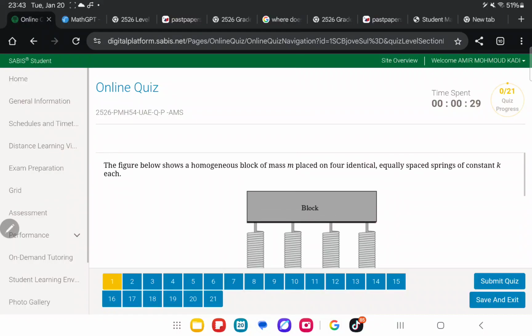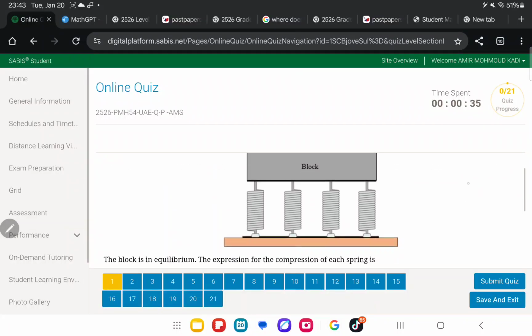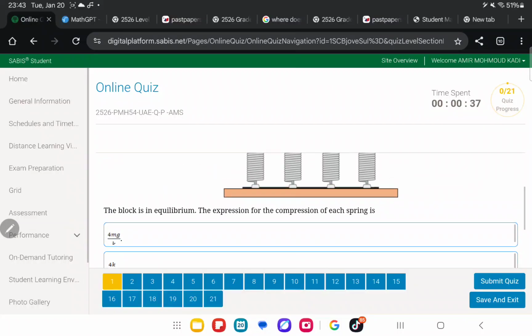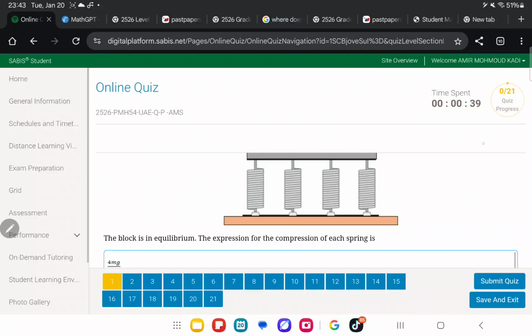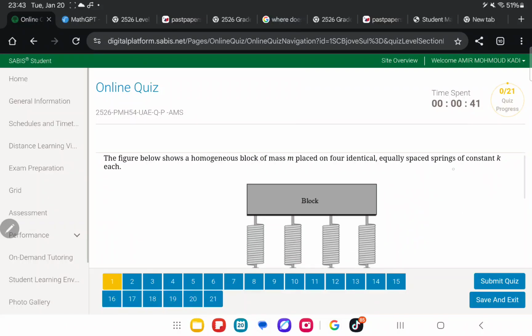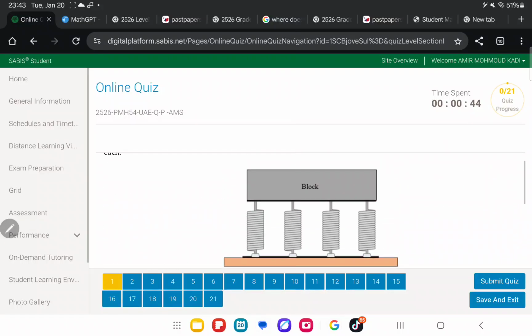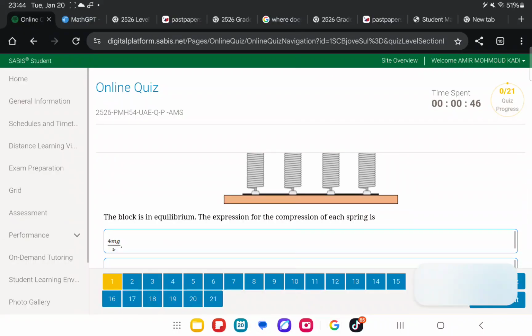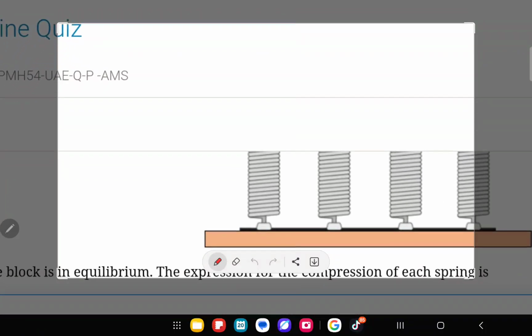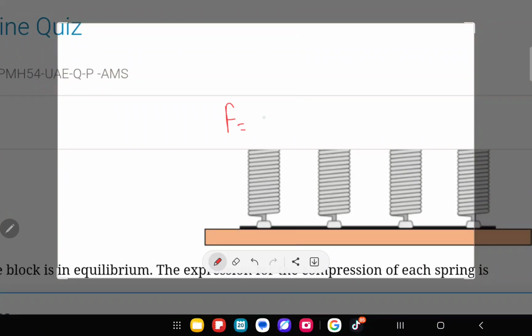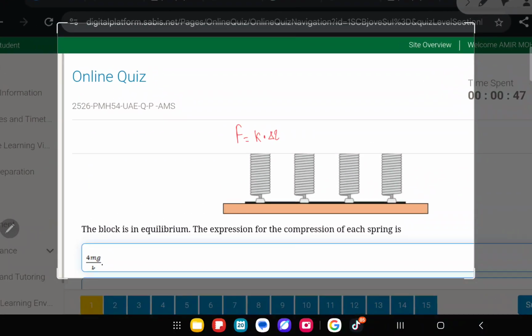Okay, so the figure below shows a homogeneous block of mass M placed on four identical, equally spaced springs of constant K each. So the block is in equilibrium here. The expression for the compression of each spring. Okay, so let's see, right? This block is on the springs, right? Now there's a few things we should know here. Let's see. Now in any spring, the force of a spring is equal to constant K multiplied by the compression.